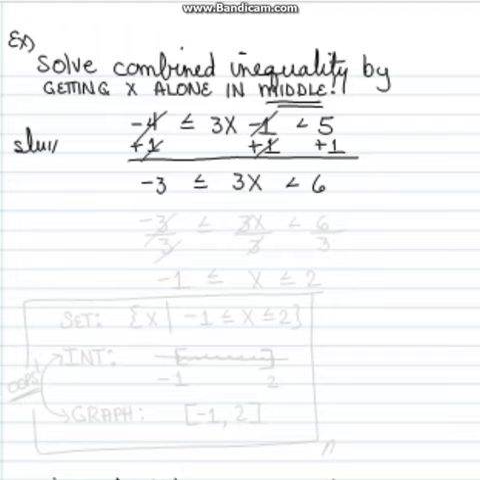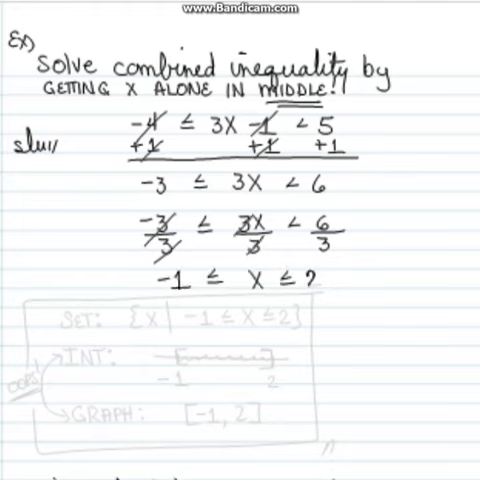We need to eliminate the coefficient of x. We do that by dividing, not both sides, but all three regions. Divide all three regions by positive 3. Since we're dividing by a positive number, we're not flipping the inequality. Now we get negative 1 less than or equal to x less than or equal to 2.